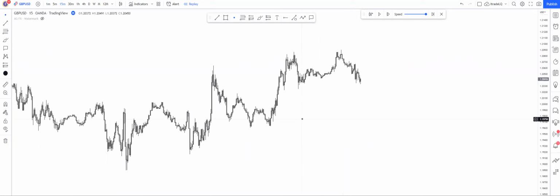So let's start searching for some equal lows, right? So here we see equal lows right there. Why? The left one is lower than the right. Those are equal lows.